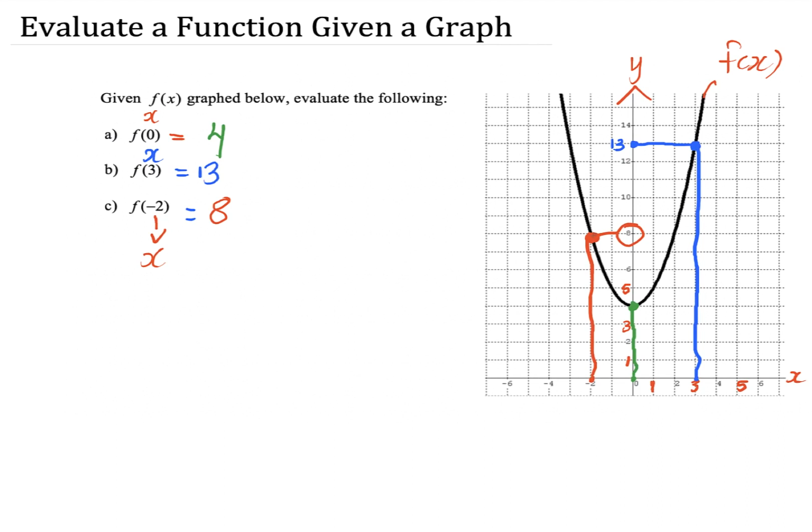Remember, when you touch your graph, you're touching a point. And if you had to read that point, starting at the origin, you would go to the left 2 units, 1, 2. That's -2, which was given to us. And we have to find the corresponding y. So I'm going up, which will be positive: 1, 2, 3, 4, 5, 6, 7, 8. So my answer is y is 8.